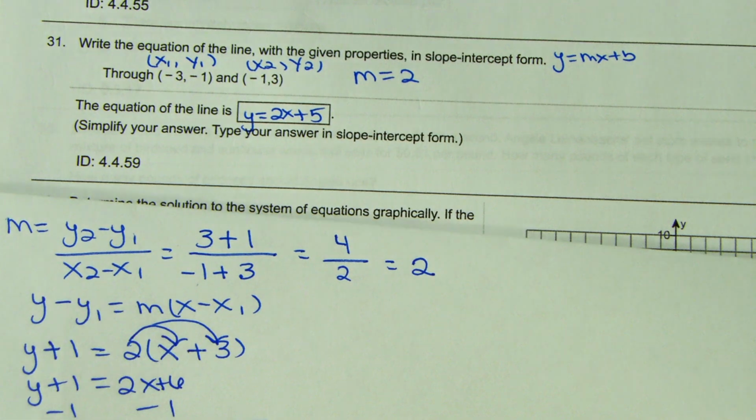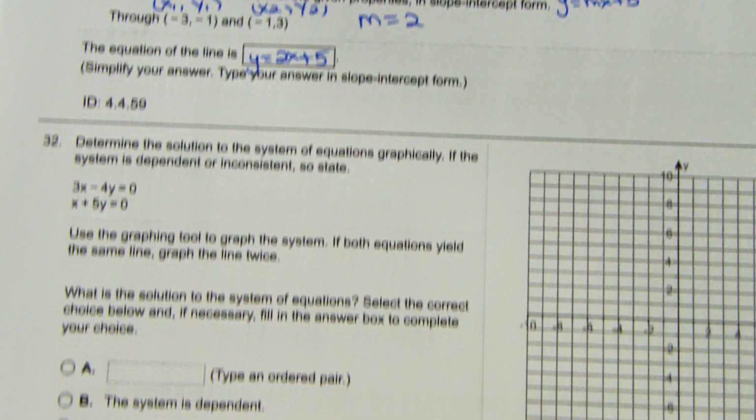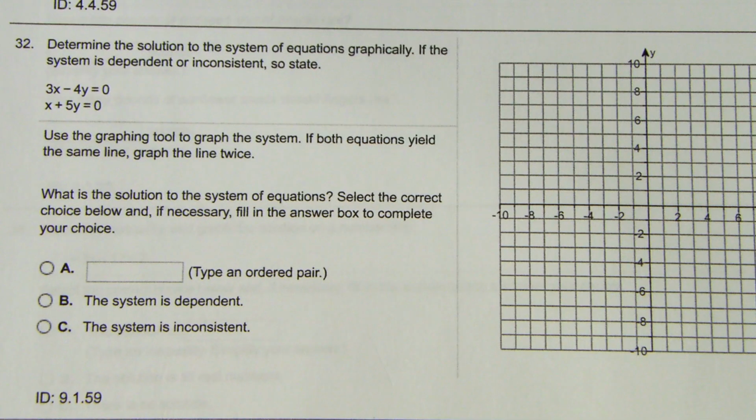All right, number 32, determine the solution to the systems of equations graphically. If the system is dependent or inconsistent, so state it. All right, so what do we got to do? Well, we got to write both of our equations in y equals mx plus b format, and then we will graph both of them. That's what we have to do.